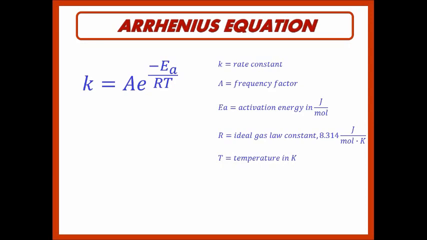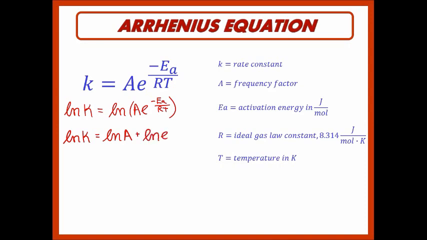So the first thing we're going to do is take the natural logarithm of both sides, and due to the rules of natural logarithms, we're actually able to split up the natural logarithm of the frequency factor and the natural logarithm of the exponential factor. Now remember that natural log is the opposite of e, so these two functions cancel. So then we have the natural logarithm of the rate constant is equal to the natural logarithm of the frequency factor minus the activation energy over RT.